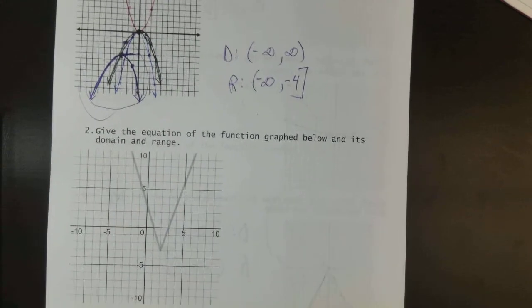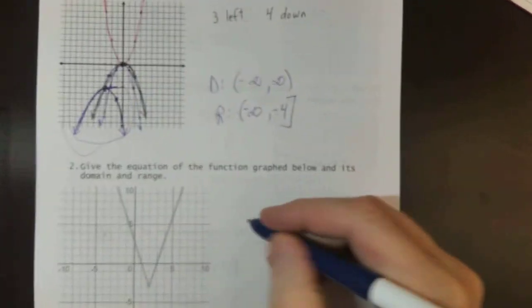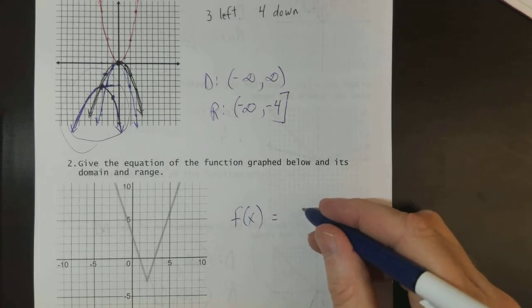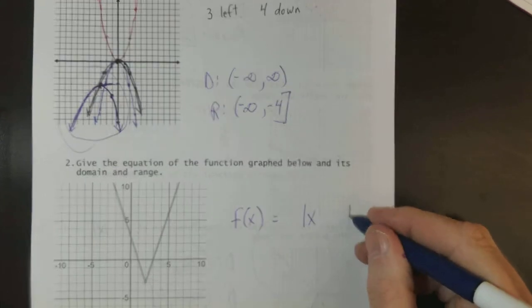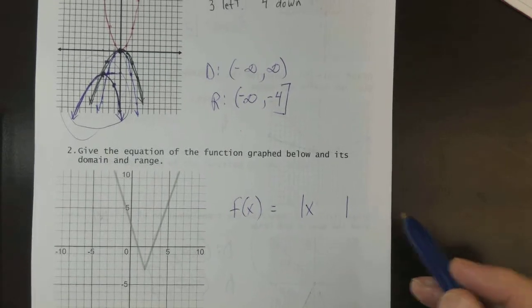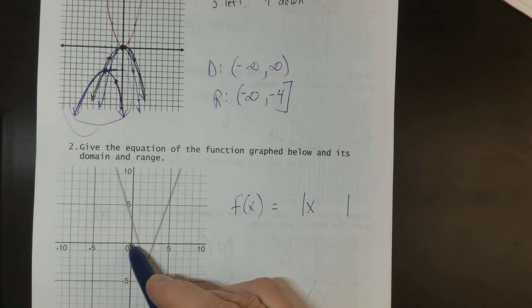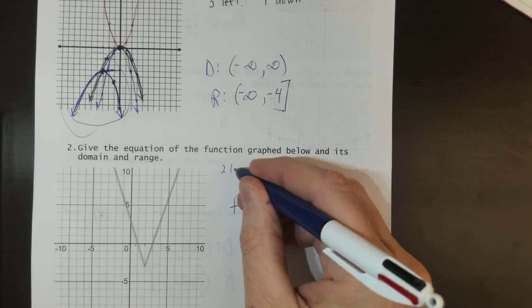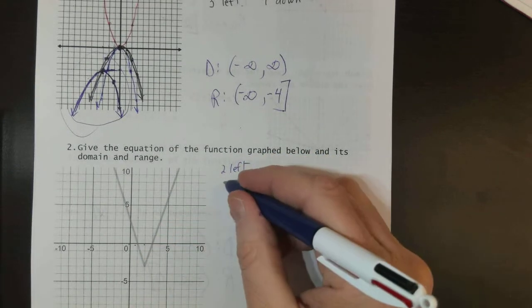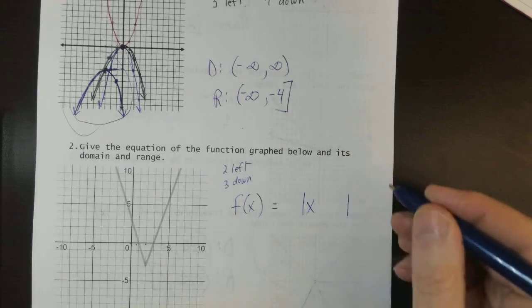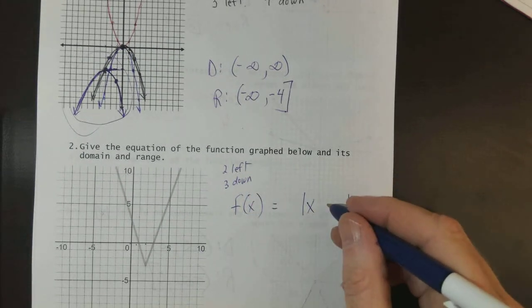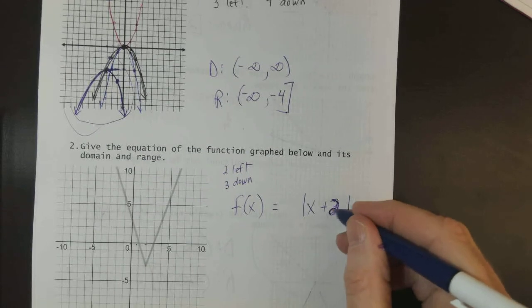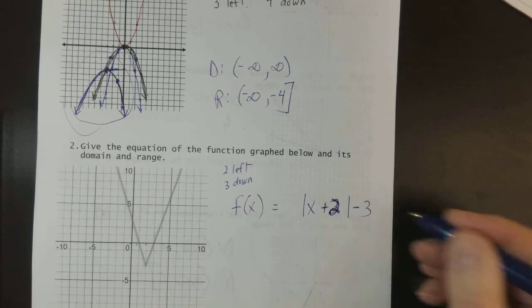Okay. Now, I'm just looking at this one. The parent function is f of x equals the absolute value of x. I'm going to leave a little gap here because it looks like we've split it some. And we can deal with that part first. I went 1, 2 left. 1, 2, 3 down. 2 left and 3 down. So 2 left, wouldn't we go plus 2 there, and then minus 3 there.